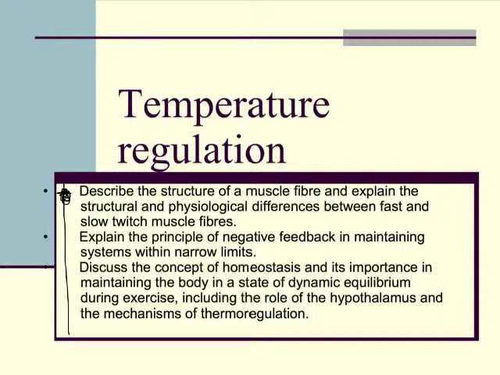So describe the structure of muscle fibre and look at the difference between fast and slow twitch fibres. Explain the principles of negative feedback in maintaining systems within narrow limits. So that's looking at how we control temperature and then how you can apply that to other control systems in the body. And then discuss the concept of homeostasis and its importance in maintaining the body in a state of dynamic equilibrium during exercise, including the role of the hypothalamus and the mechanisms of thermoregulation.